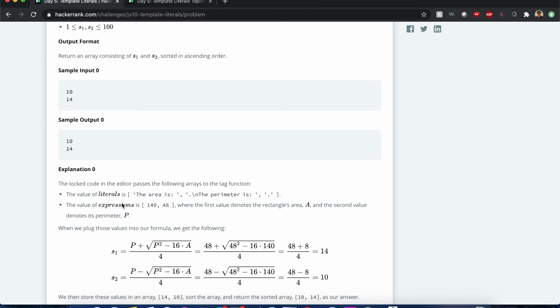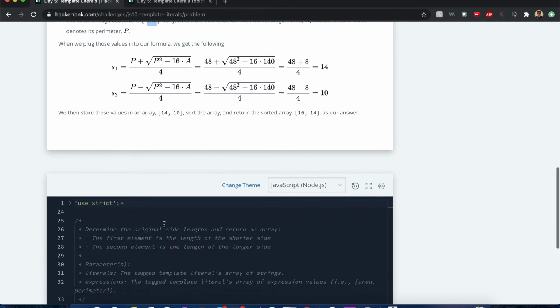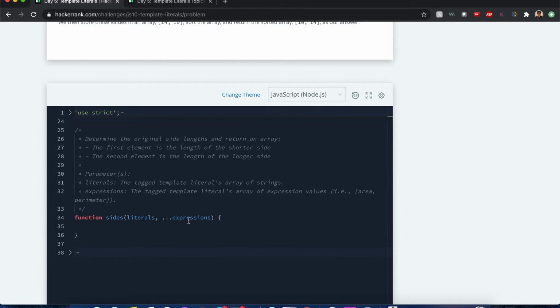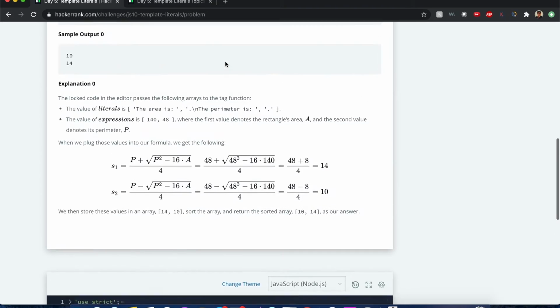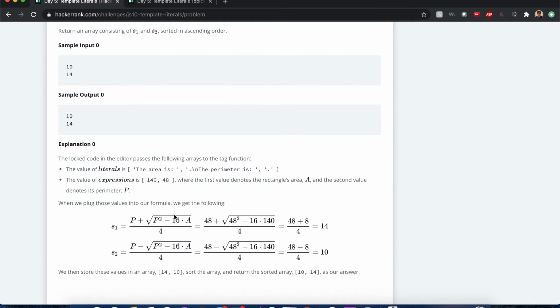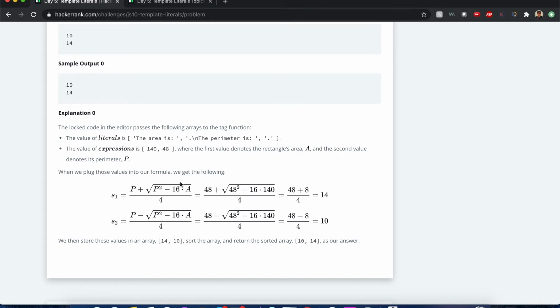And now the second part is expressions. This is what would be given. The 140 and 48 will be the area and perimeter respectively. So let's just break it down. We really wanted to use these expressions so that we can input them into this formula right here to find the S1 and S2 values. Let's just try to solve this part right here, then we'll solve the rest to find the S1 and S2 values, because it's kind of big. The way to solve big problems like this is little by little. This part right here is called a discriminant.